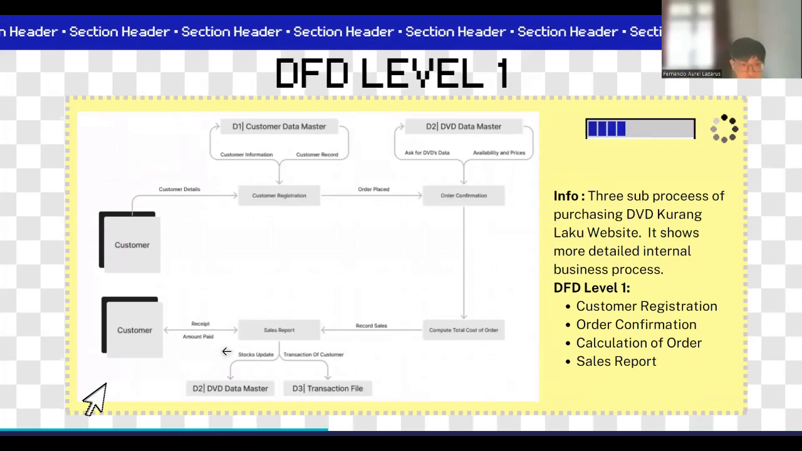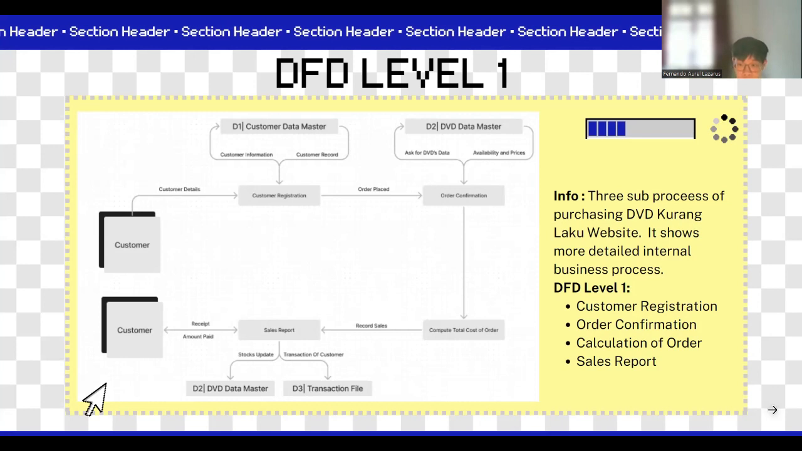So moving on to the next topic, which is the DFD level 1 of DVD Kurang Laku. So what is DFD level 1? After completing DFD level 0, the next step is to detail each process in DFD level 0. Every internal business process is broken down in this level 1. For example, in this graph, as you can see, DFD level 1 is divided into 4, and the first one is customer acquisition.